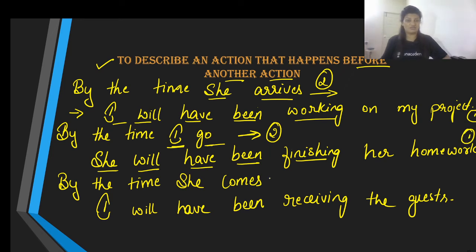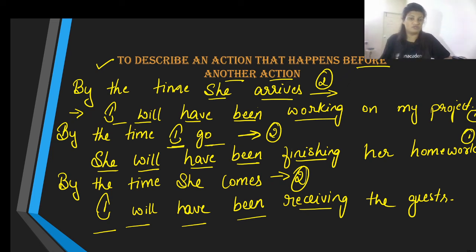Similarly, by the time she comes, action number 2, this will have been happening. That is, I will have been receiving the guests. It is a party and somebody has to receive the guests, and we are waiting, and by the time she comes, I will take over and I will have been receiving the guests. Then when she comes over, she can take over and start receiving her guests. Two actions.